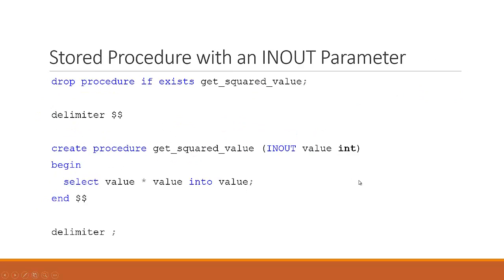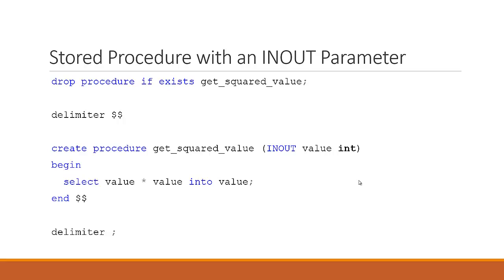We're almost done here. I know it's going to be a long video, but it's well worth its weight in gold in the knowledge that you're gaining from all this stuff. So the final one here is using an in-out parameter. This is a parameter that both functions as an in parameter as well as an out parameter all at the same time.